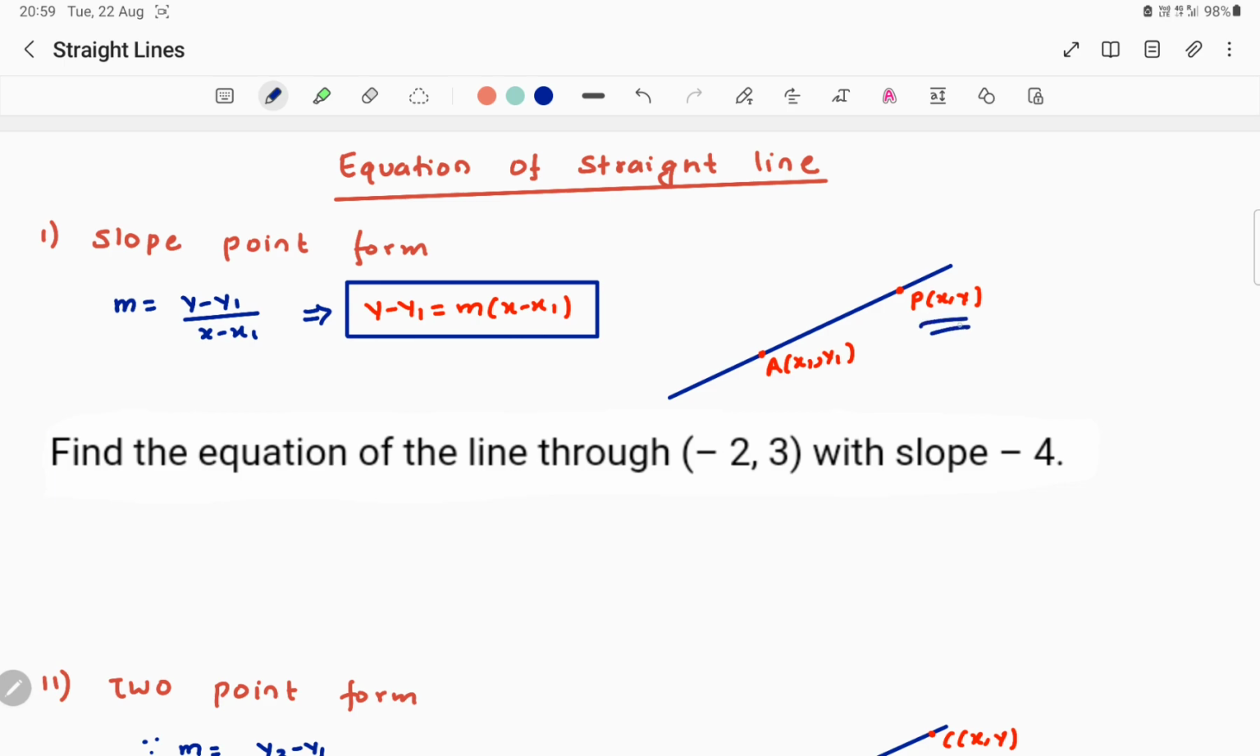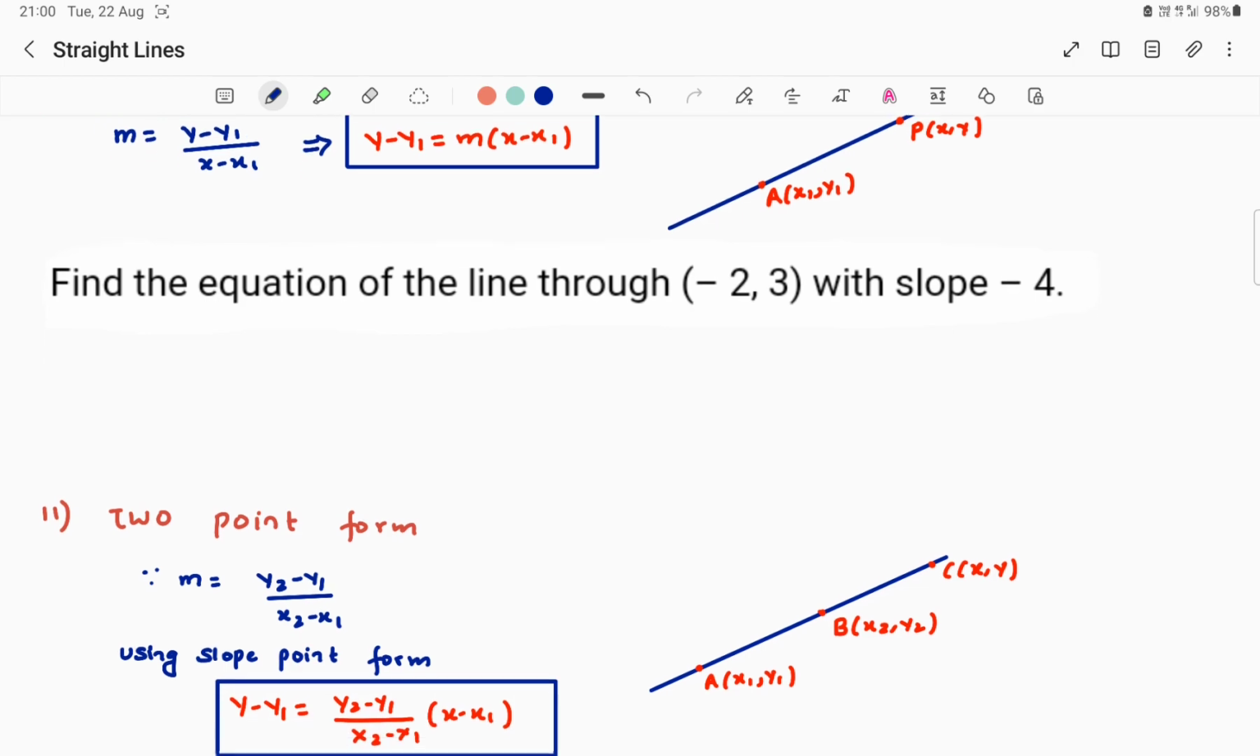So here let's take any general point P(x, y). If I try to find the slope between them, it will be what? y minus y1 by x minus x1. But they have already said that this is equal to the slope, and the slope is given. So by cross multiplication, we got the equation y minus y1 is equal to m times x minus x1.